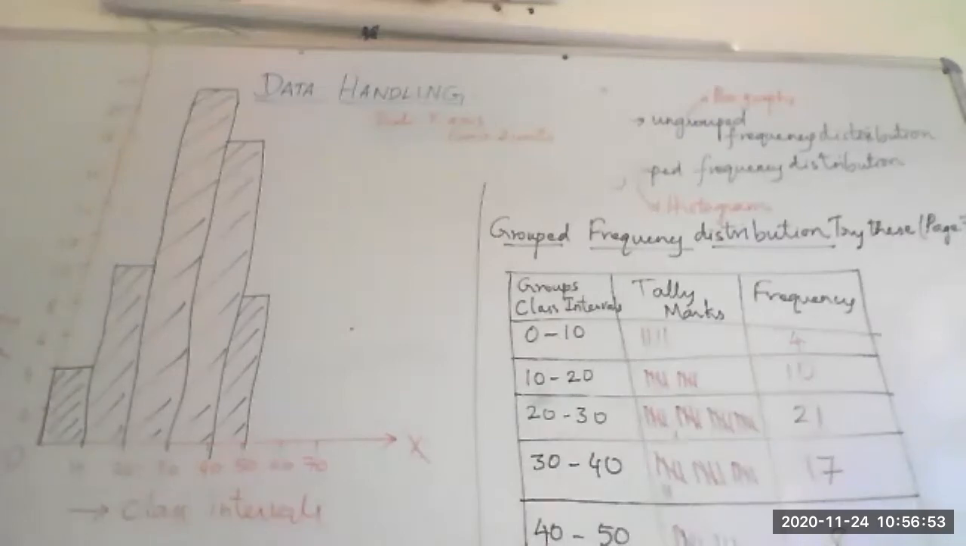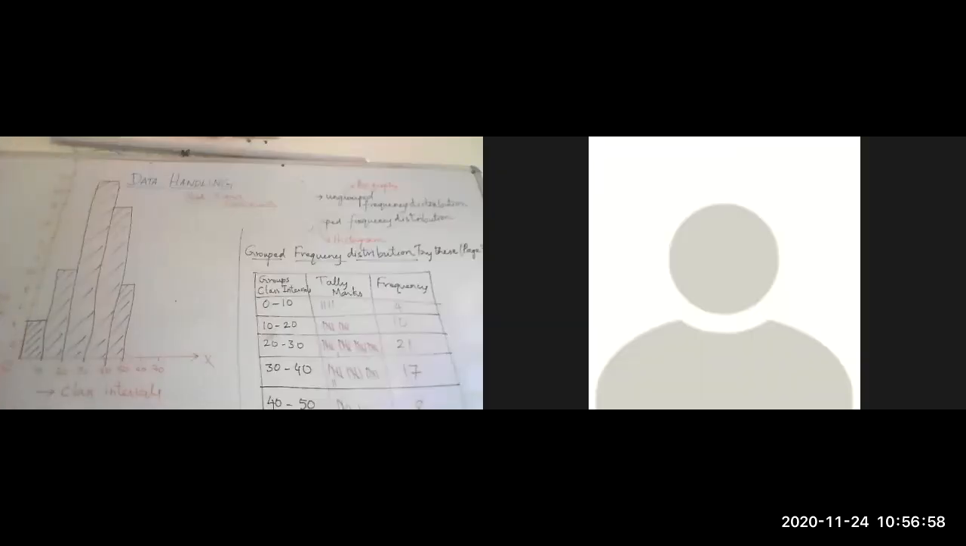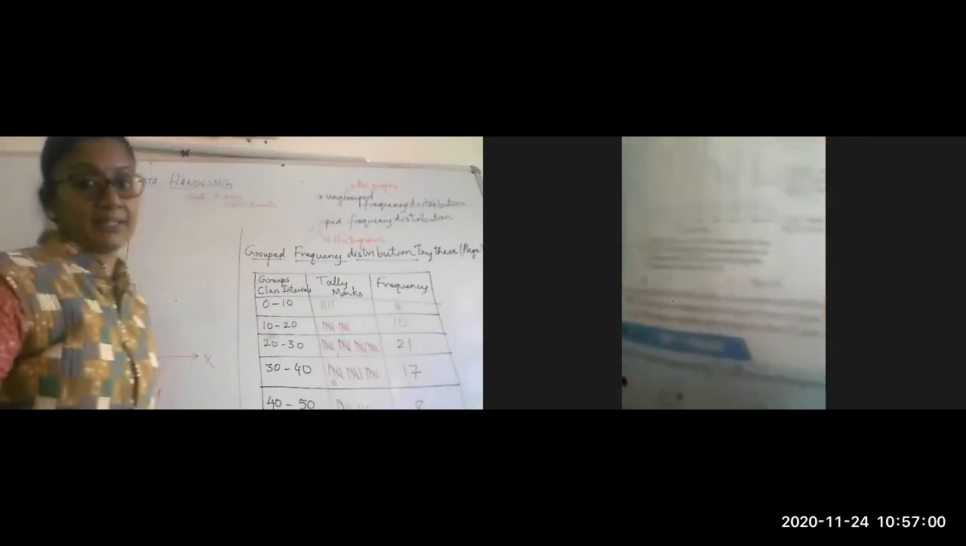Now look at this graph and compare it with your bar graphs. What is the main difference that you're seeing between them?